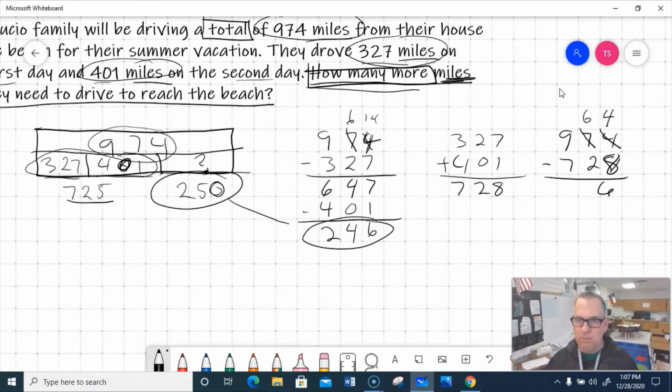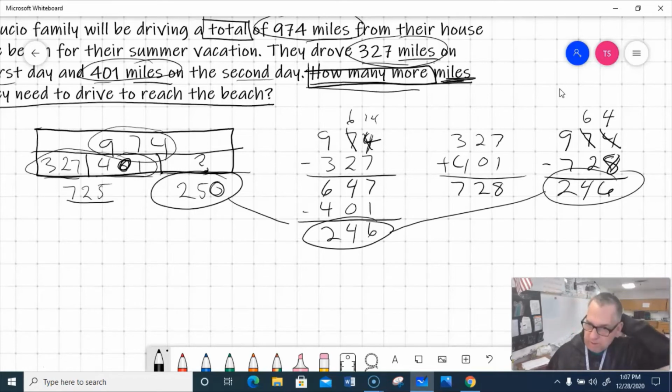Then 2 from 6 is 4. And then 7 from 9 is 7, 8, 9, is 2. So I got 246. And you see both of these matched, both ways I did it.